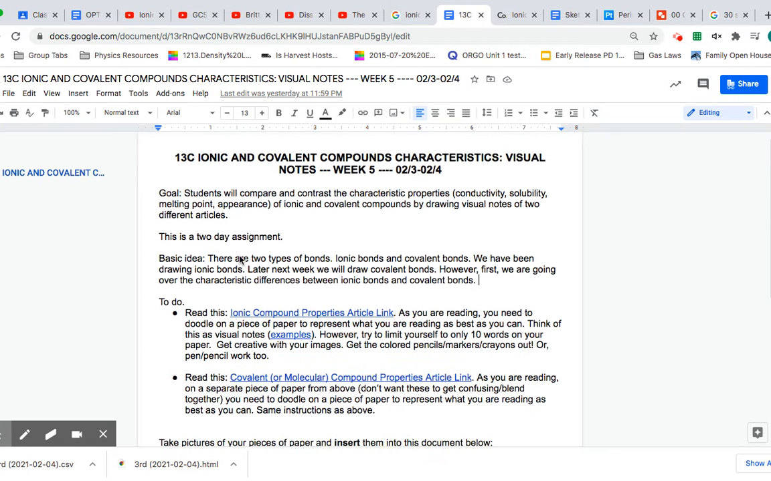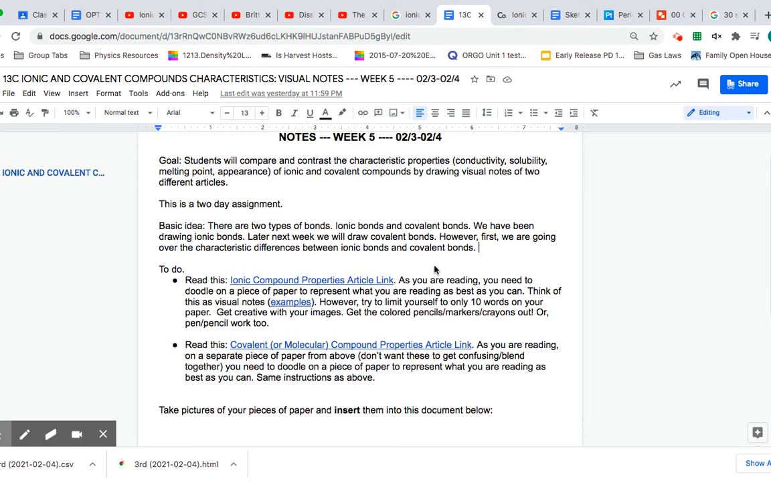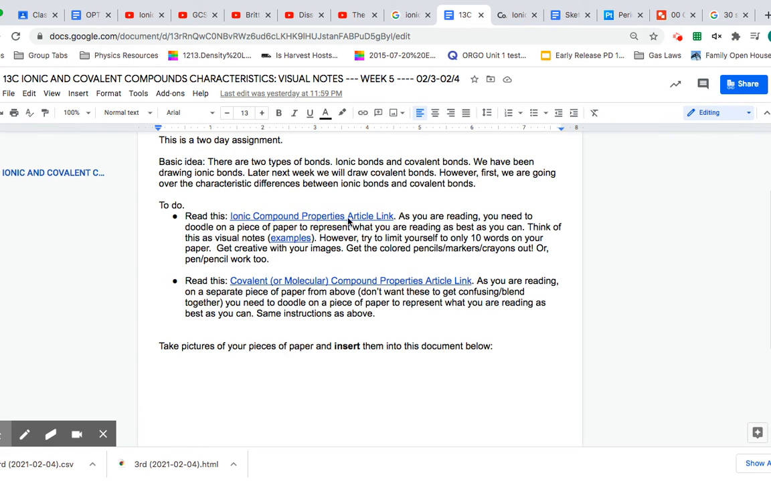So anywho, our basic idea is that there are 2 types of bonds that we're learning about, ionic and covalent. We have been drawing ionic bonds. Later next week, we'll draw covalent bonds. However, first we're going to go over the characteristic differences between these 2 bonds. So today, we're going to read this link, this article.